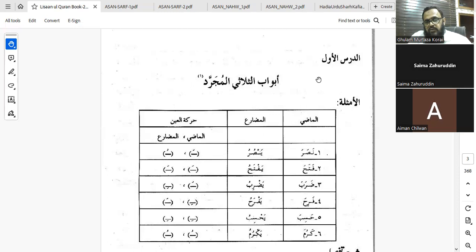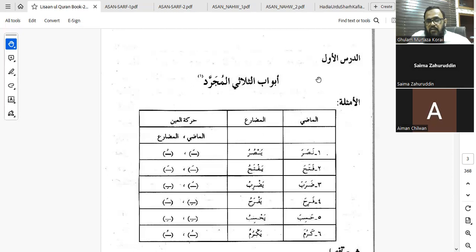So in changing the status, the first change is the change in the form of the siga. Five sigas are made maftuh, and eight sigas, which take noon at the end of them, drop their noon. But two sigas, jama muannath ghaib and jama muannath hadir, remain the same. They remain unchanged. There's no change in it.